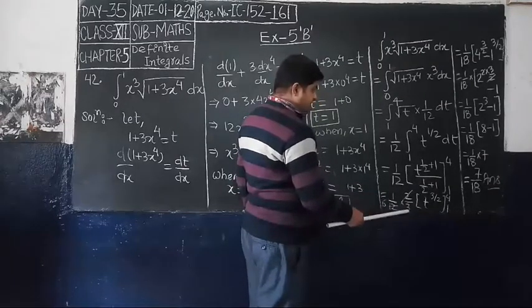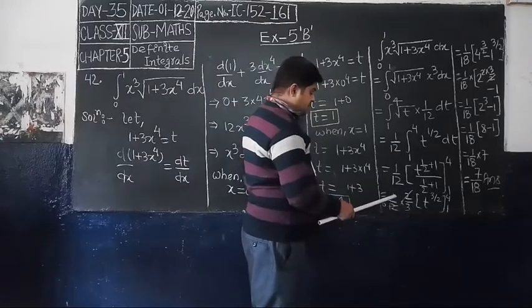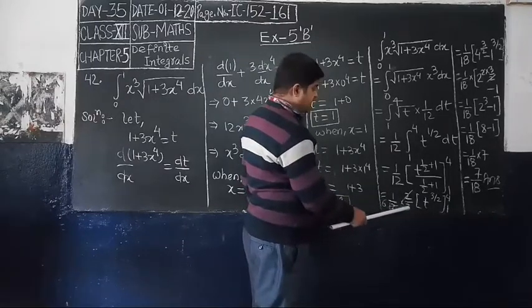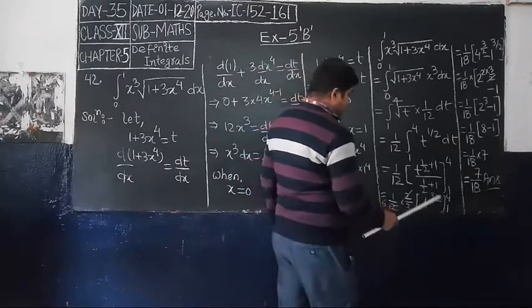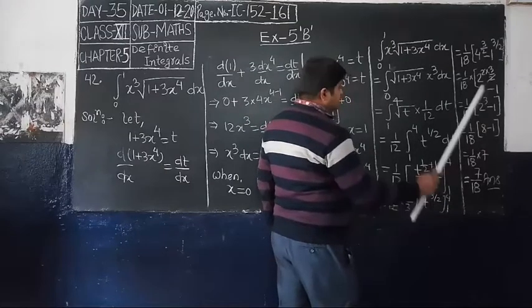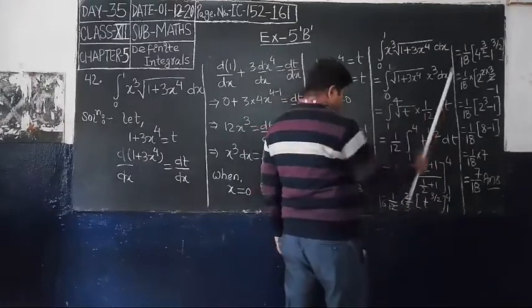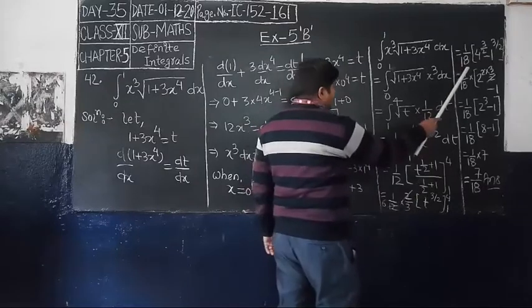So it becomes 2 by 3. 2 sixes are 12, that means 1 by 6 into 3, 1 by 18, and here t to the power 3 by 2 with limits 1 to 4. Now 6 threes are 18, so 1 by 18.